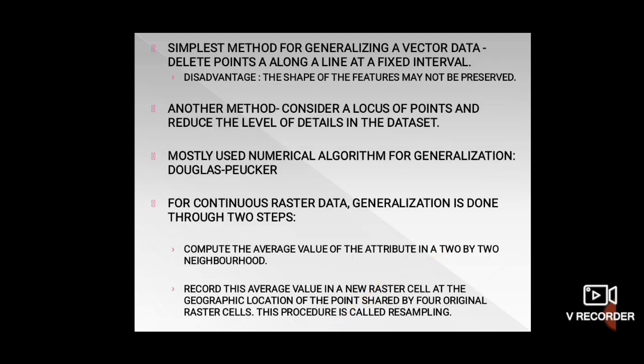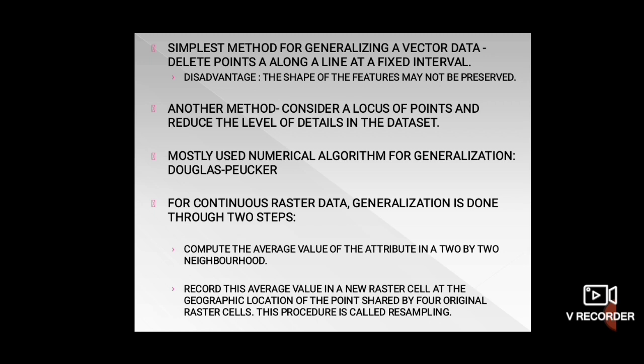The simplest method for generalizing vector data is to delete points along a line at fixed intervals. For example, we are deleting every third point or every fifth point. However, this technique will not preserve the shape of a feature. It will get distorted. Another method of generalization is to consider a locus of points, then reduce the total number of points in the vector data and reduce the level of detail in the dataset. Most common numerical algorithms like the Douglas-Peucker algorithm are used for such type of generalization.